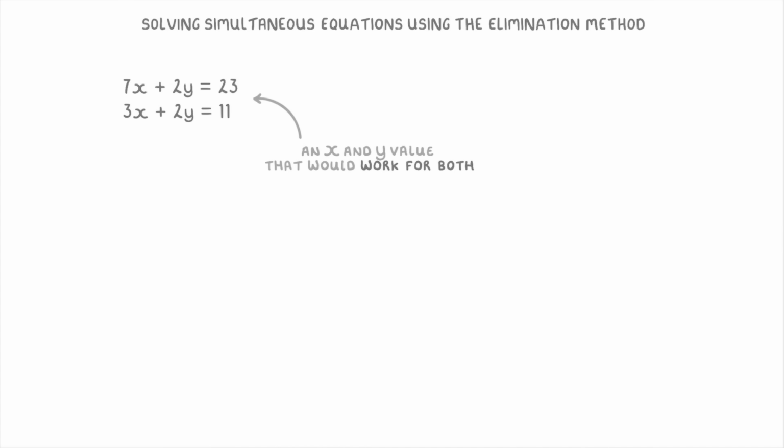In this video, we're going to cover how to solve simultaneous equations using a method called elimination. Simultaneous equations, remember, are pairs of equations, like these two, that you have to solve by finding the pair of x and y values that have solutions for both of them. So an x value and a y value that would work for both of these equations.